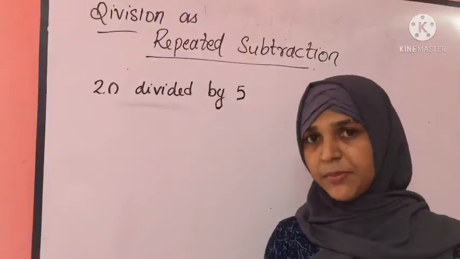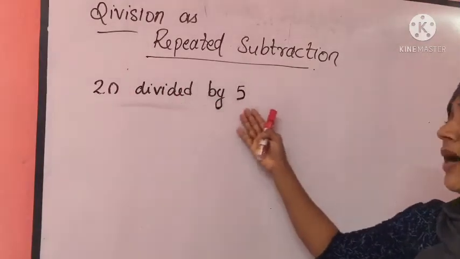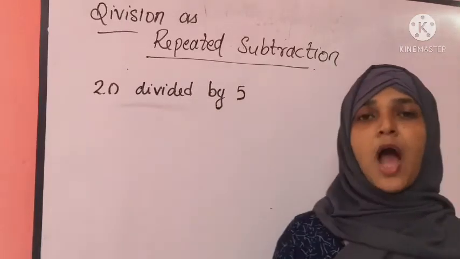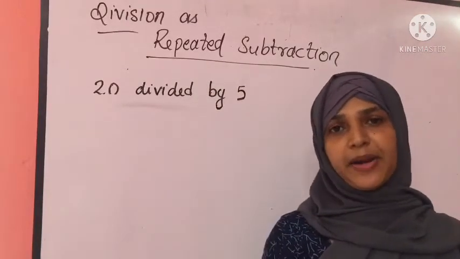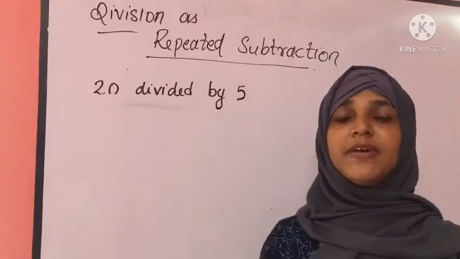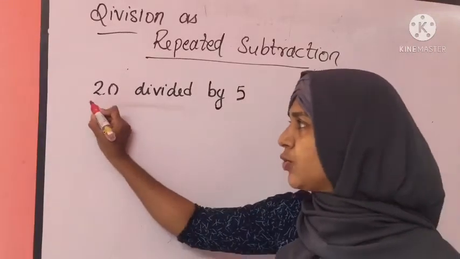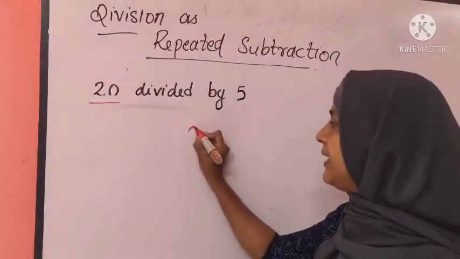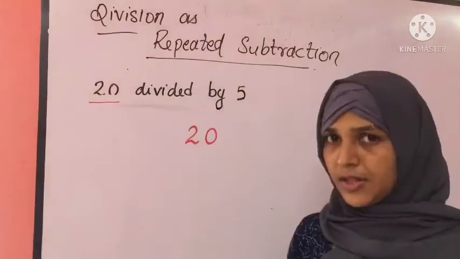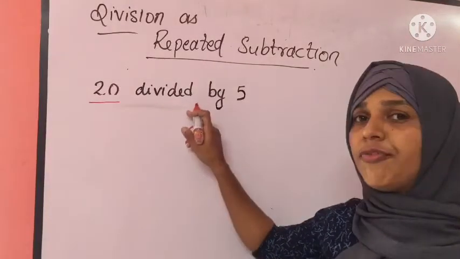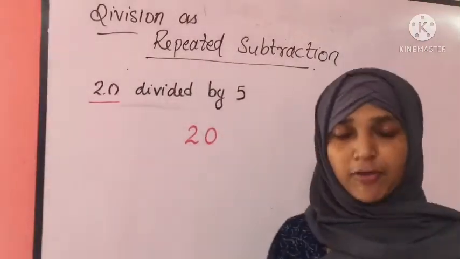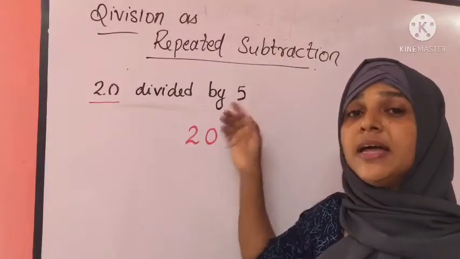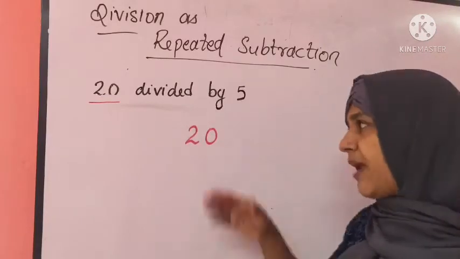Okay, let's do the second problem. 20 divided by 5. We have to divide 20 by 5. How can we do this by repeated subtraction? Look at the board. The number which is to be divided is 20. So I am writing 20 here. Now 20 should be divided by 5. So we have to subtract 5 continuously or repeatedly from 20.